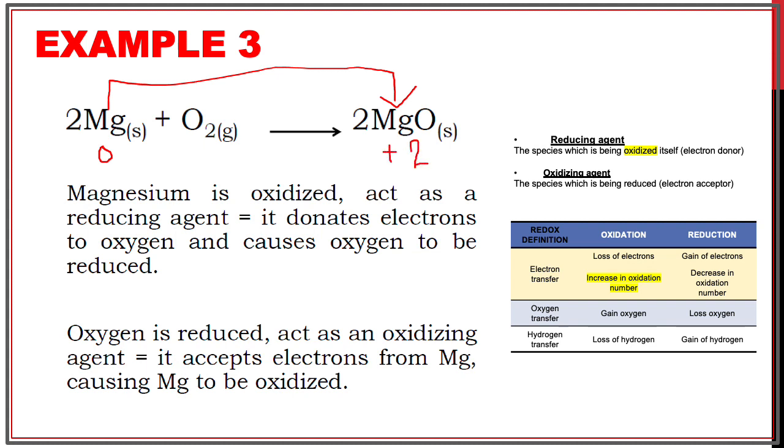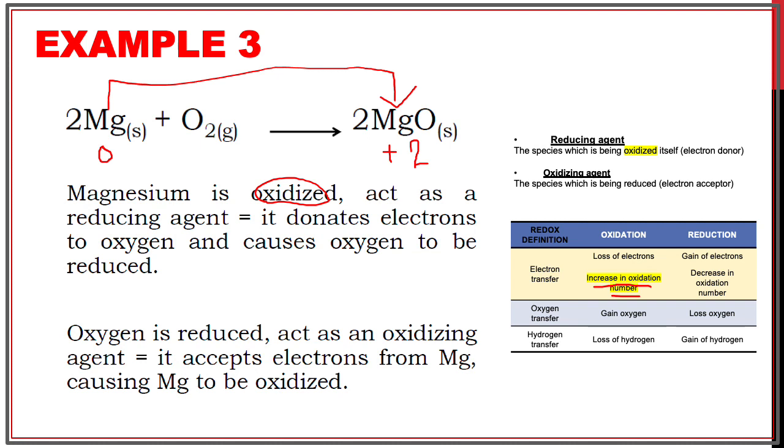Okay, if you calculate the magnesium oxide oxidation number, magnesium is positive 2. So 0 to positive 2 means an increase in oxidation number. So this is an oxidation process. That's why magnesium is oxidized, because it increased the oxidation number.